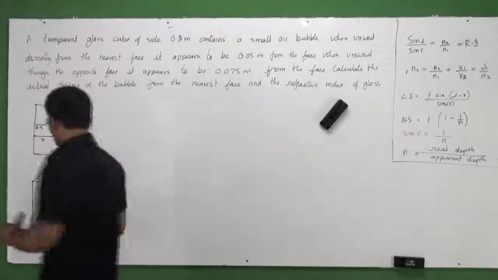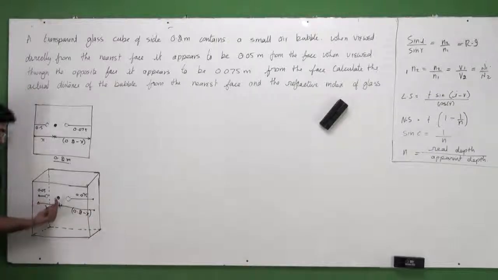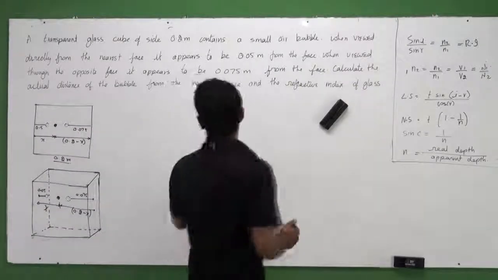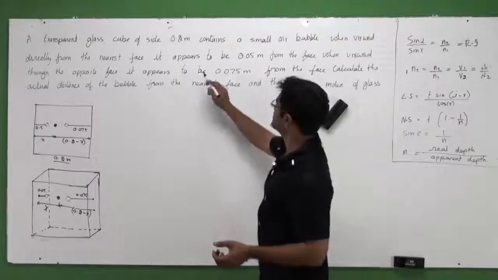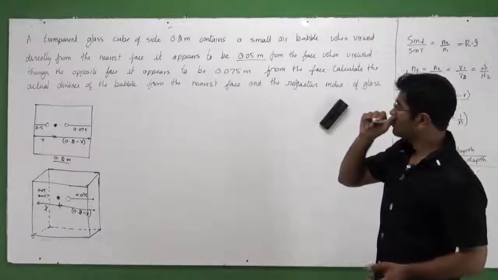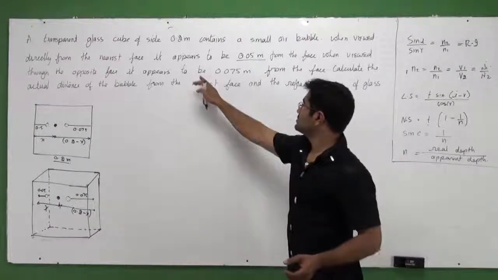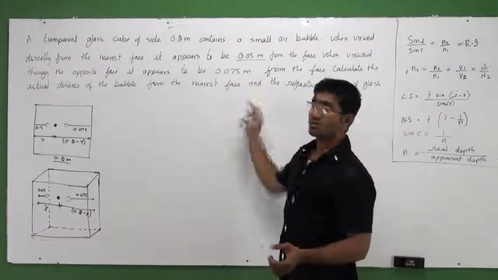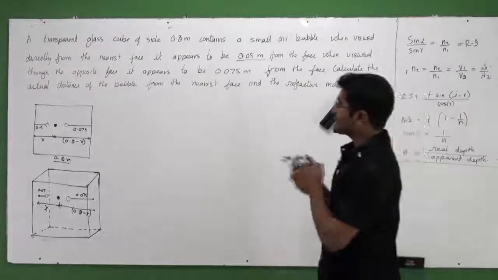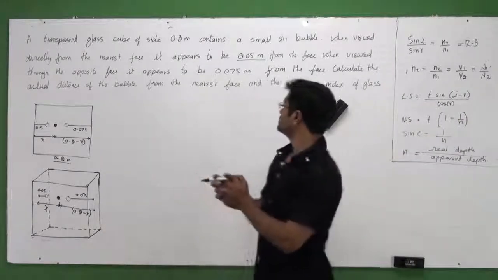And if I see it from the other end, I can see the same bubble appearing 0.075 meters from this end. That's what the problem is all about. When viewed directly from the nearest end, it appears to be 0.05 meters from the face, and when viewed from the opposite face, it appears to be 0.075 meters. Now I hope you understand the problem. Calculate the actual distance of the bubble from the nearest face.